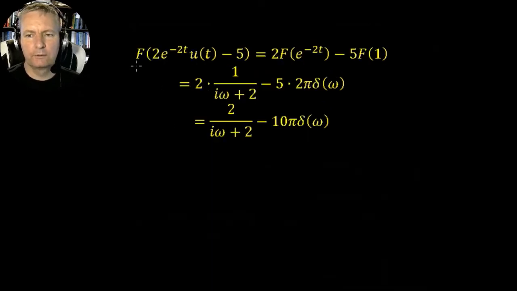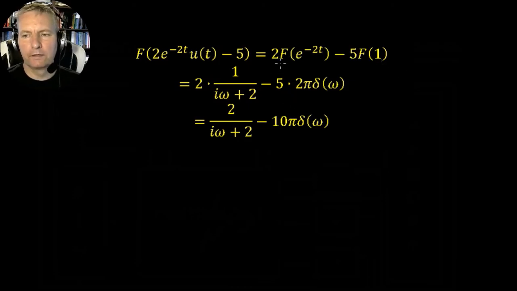So here's an example. We're looking at the Fourier transform of the function 2 times e to the minus 2t u of t minus 5. Well, by the properties of linearity, we could say that is 2 times the Fourier transform of e to the minus 2t u of t, minus 5 times the Fourier transform of 1.